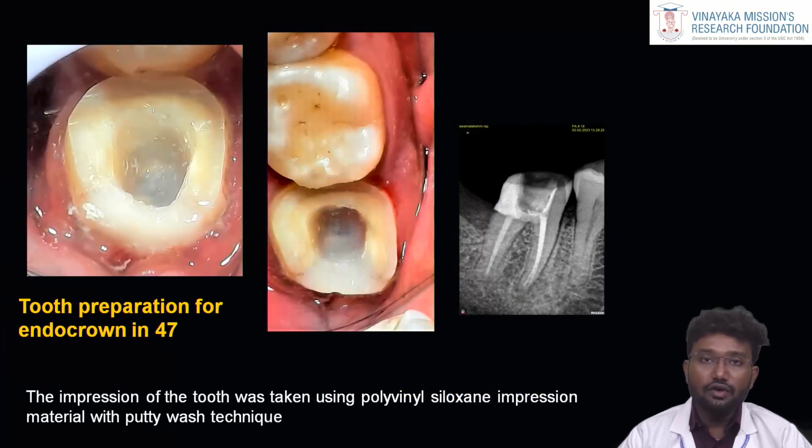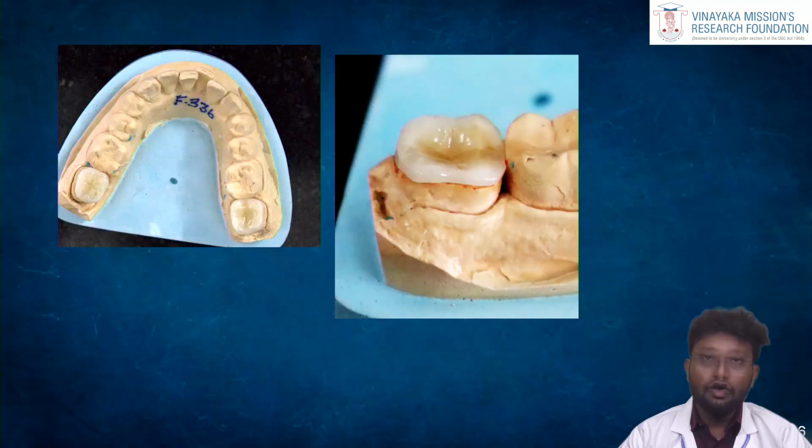Following that, the tooth preparation for 4-7 has been done for the endocrown. You can see the diverging wall and the butt joint preparation. Also, all the margins have been placed supragingivally. Following the tooth preparation, the impression was taken using a polyvinyl siloxane impression material with the putty wash technique. Following that, the endocrown has been fabricated. This is the lithium disilicate endocrown.